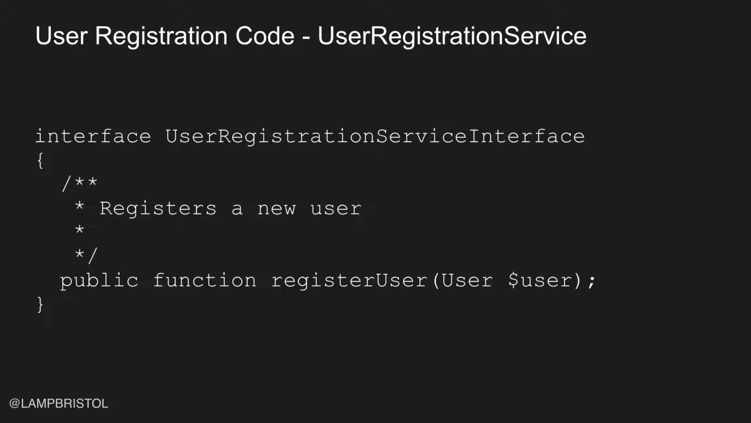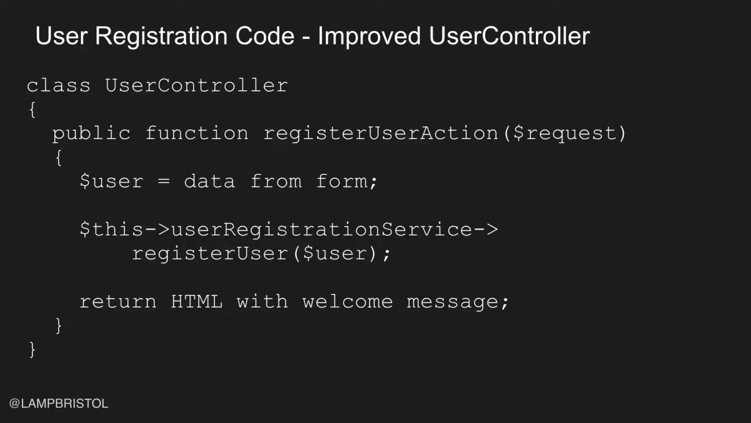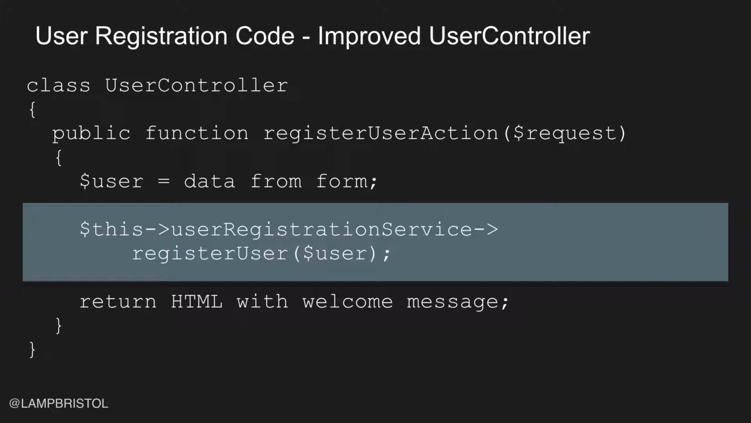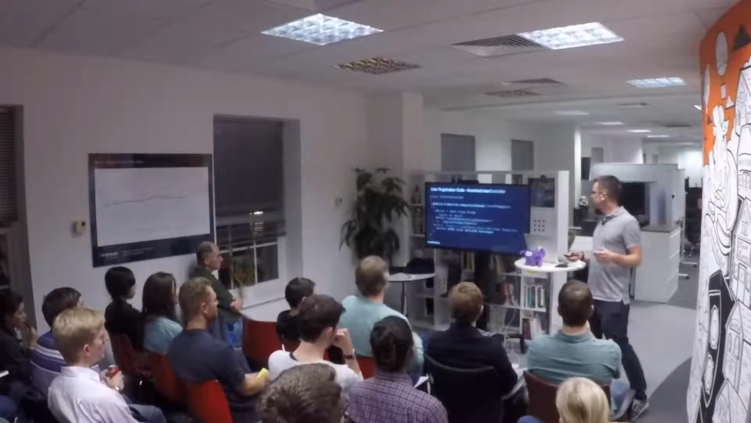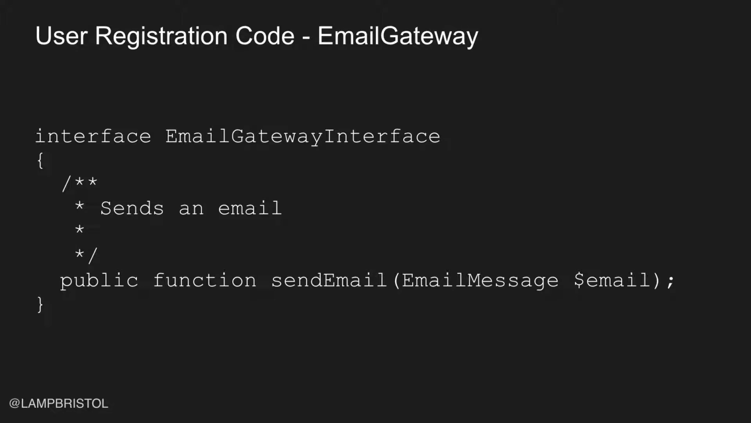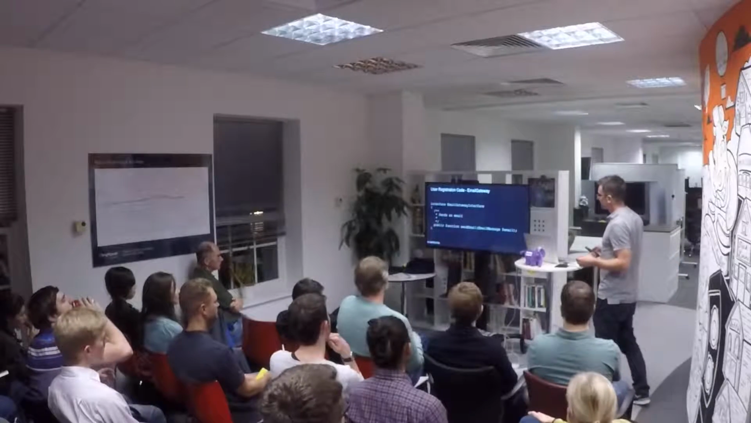So maybe we make a user registration service, and here's the interface to it, and it's just got this one method, register user, where you pass to it the user object. So then our user controller becomes a lot more simplified. It's just focusing on what it needs to do, and then we're delegating anything off to the user registration service. And then we can reuse that code elsewhere. And then equally our email gateway interface, again, has a single method, send email, and we'll pass to it an email message which will contain who we're sending the email to, what the subject is, or the content.